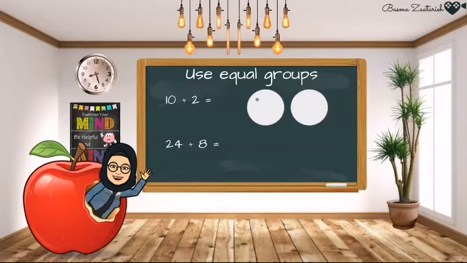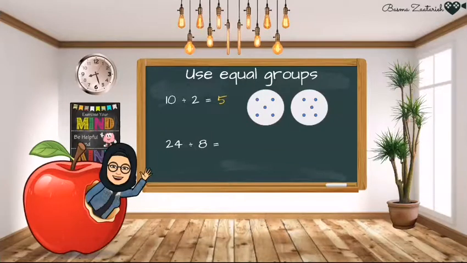So I'm going to put one by one. 1, 2, 3, 4, 5, 6, 7, 8, 9, and 10. And I stop because the total has finished. Okay, we have 10 total. Now, how much does each group get? Each group has 5, so the answer is 5.